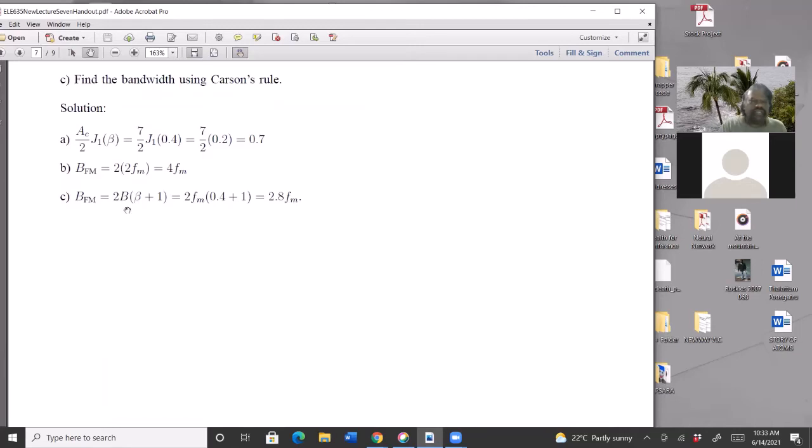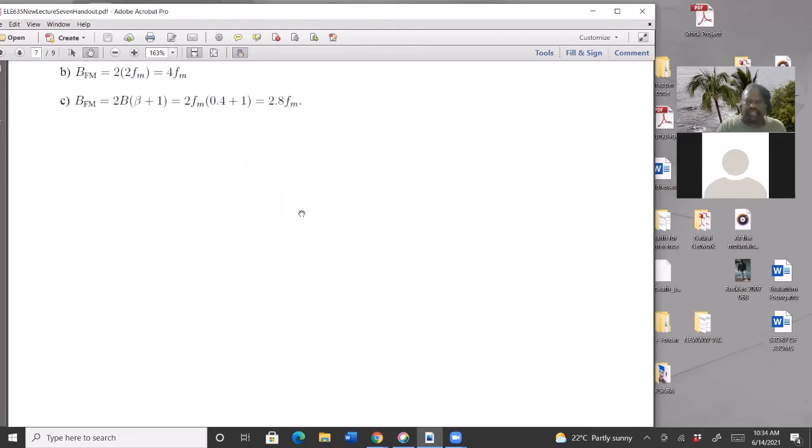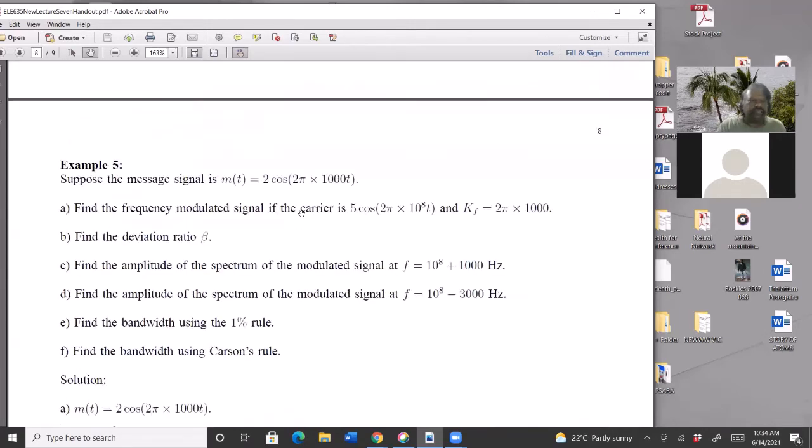Now, when we use Carson's rule, we can use this one formula: 2 times the message bandwidth times (1 plus beta), where beta is 0.4, and we sub in and we get 2.8 Fm. Now, don't be alarmed that we get such widely different answers. Remember, Carson's rule is an estimate. So sometimes these don't agree, and don't worry about that. Alright, I think there may be another example.